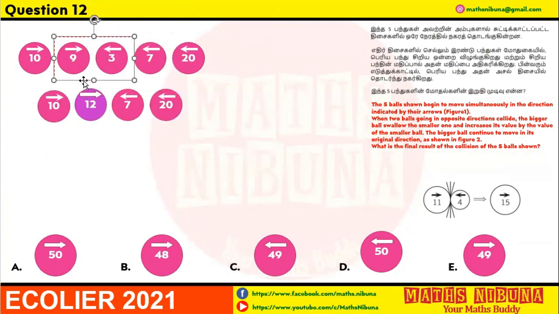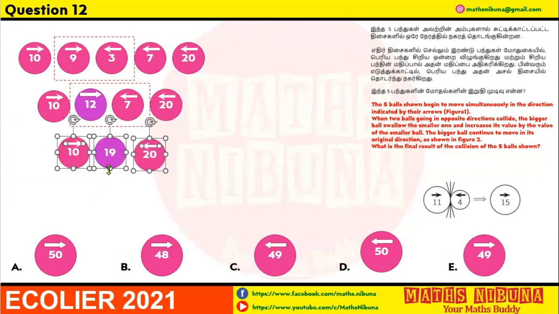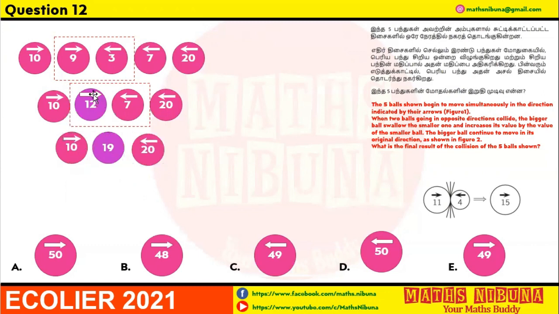Now the second part. What will happen? This one has begun, this was behind. So 7 and 12 will collide. They are in opposite directions. So when 7 and 12 collide, what will happen? 12 will swallow the 7. So 12 eats the 7, and the answer will be 12 plus 7 is 19. The other two will be moving in the same direction. There is no change for 20 and 10. So 19 will follow the direction of 12, to the right.